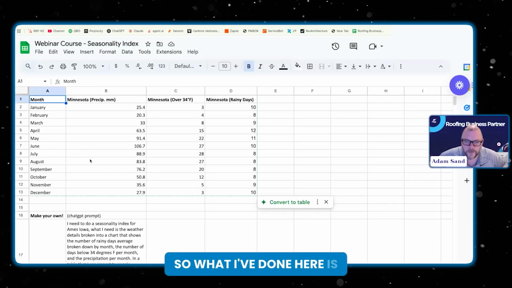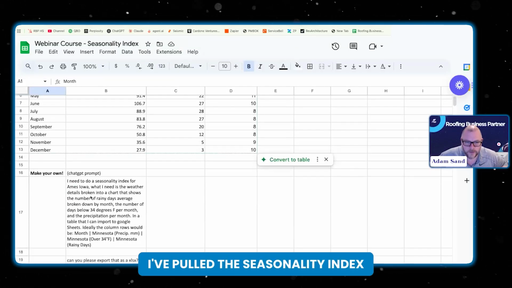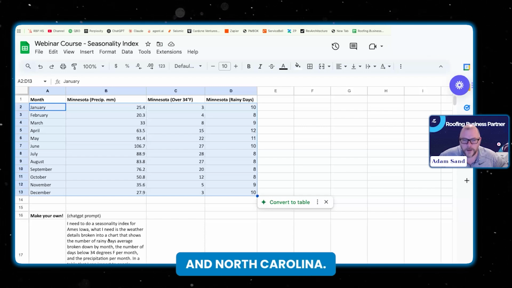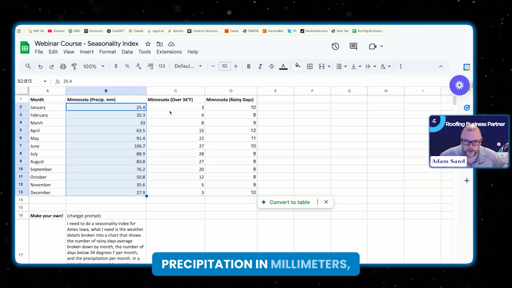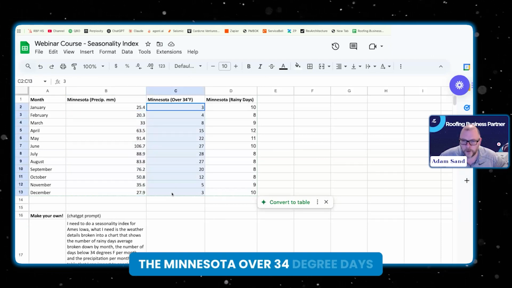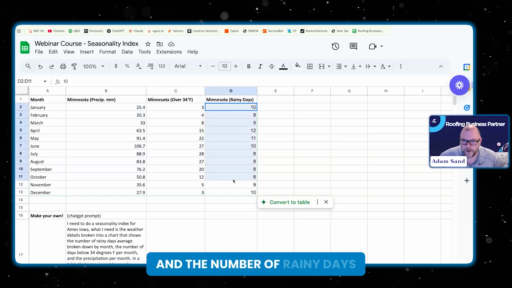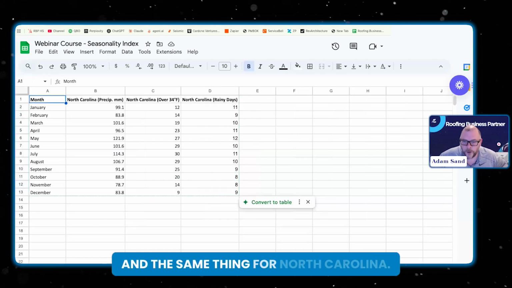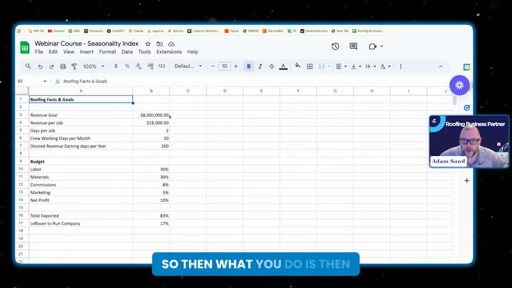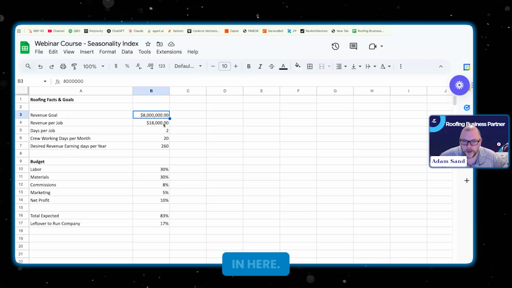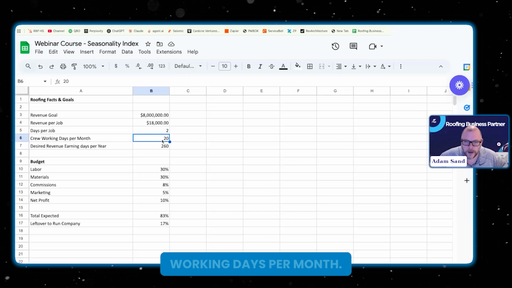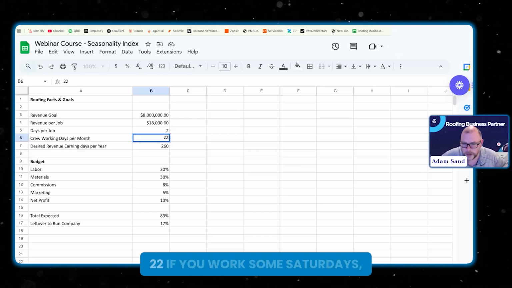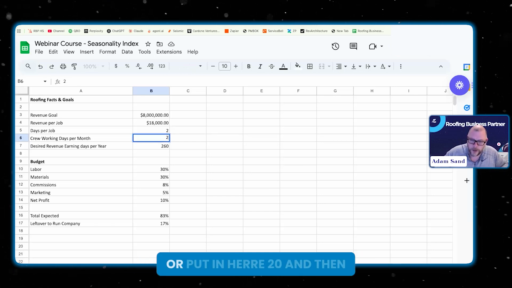So what I've done here is I've pulled the seasonality index for Minnesota and North Carolina. What this does is tell us the number of days of precipitation in millimeters, the Minnesota over 34 degree days, and the number of rainy days, and the same thing for North Carolina. Then you can put in your revenue goal, your revenue per job, your days per job, and the number of crew working days per month. So you could change this to 22 if you work some Saturdays, right? Or put in 20.